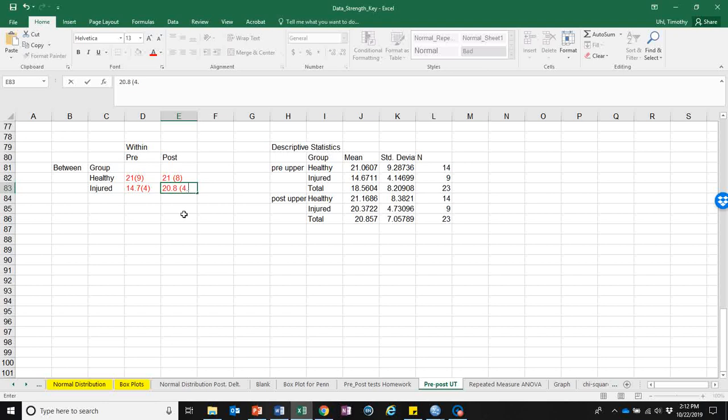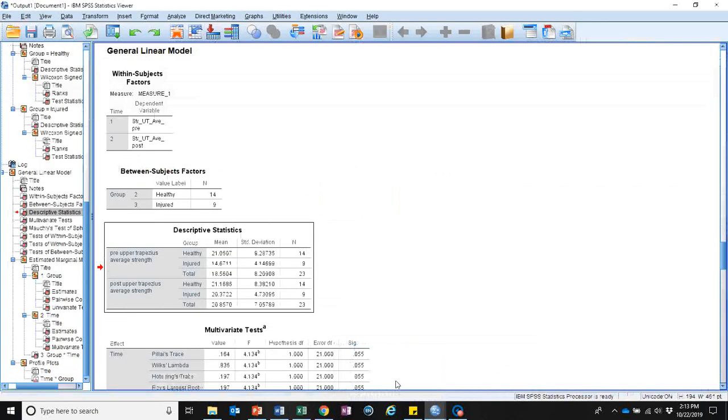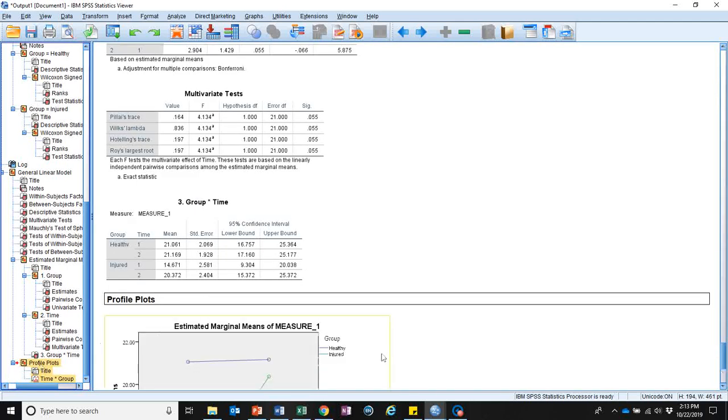So without even looking at the analysis, I get a sense that I'm going to see a flat line for my healthy group, but my injured group is going to go up. So I suspect that I'm going to have an interaction with that. So the next thing that I look at is the graph, to see if my brain is making sense with that. So to get down to the graph, you have to follow down the left side. It's always at the bottom, down in your profile plots.